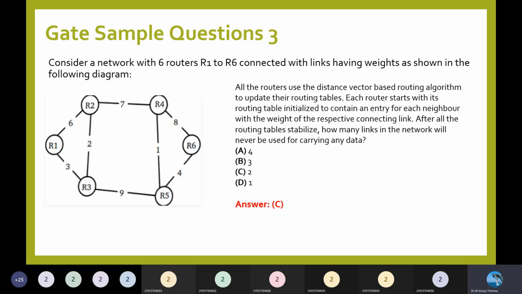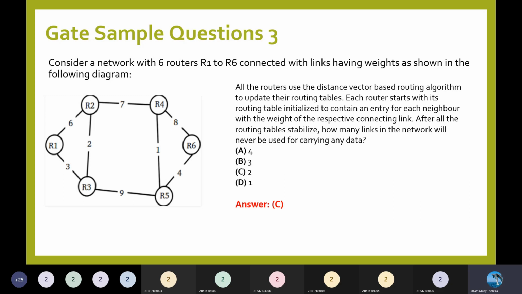Okay, so once it has been stabilized, what are the null links? The default or the unused links. That is what we are going to see. What they are asking here is, once this has stabilized and been initiated and updated, there will be some links which are of no use. So how many links will not carry any data? Whether it is 4 or 3 or 2 or 1, the answer is C.